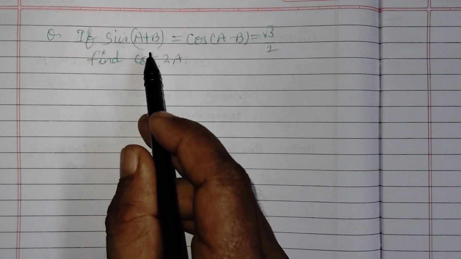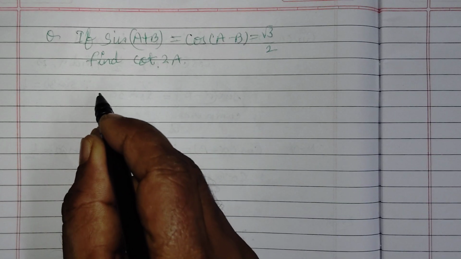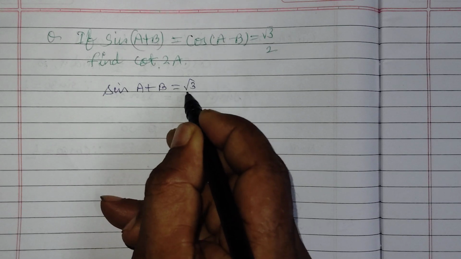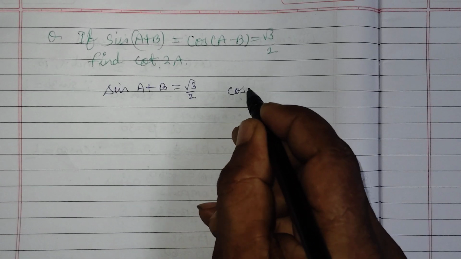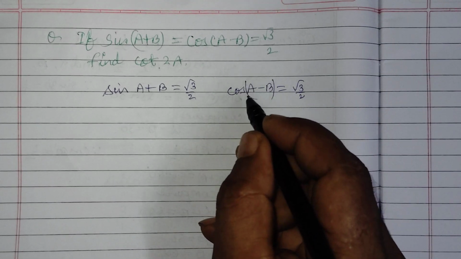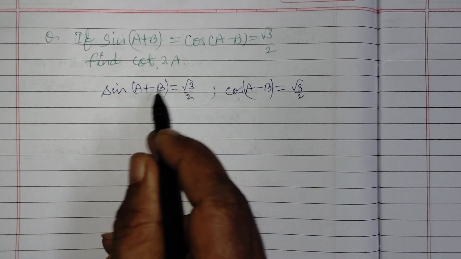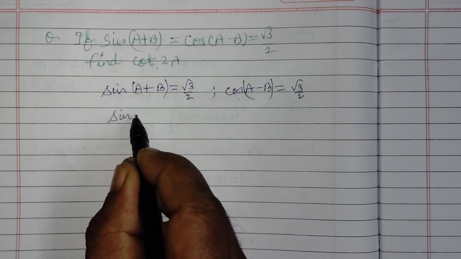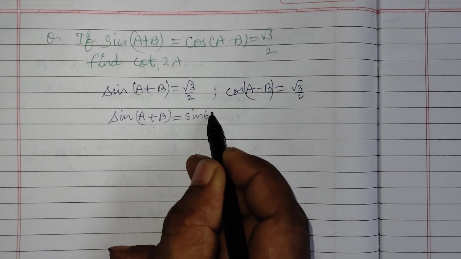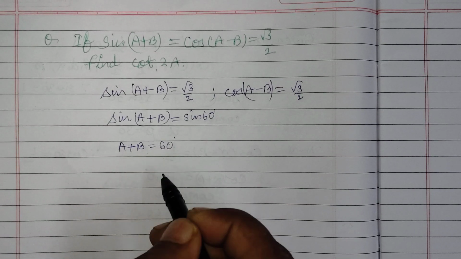Another question. If sin(a plus b) is equal to cos(a minus b) equal to root 3 by 2, find cot 2a. Here sin(a plus b) equal to root 3 by 2 and cos(a minus b) is also given root 3 by 2. Since we know that in sine, the root 3 by 2 value is obtained at 60 degrees, it is equal to sin 60 degrees. So that will give us a plus b equal to 60 degrees.